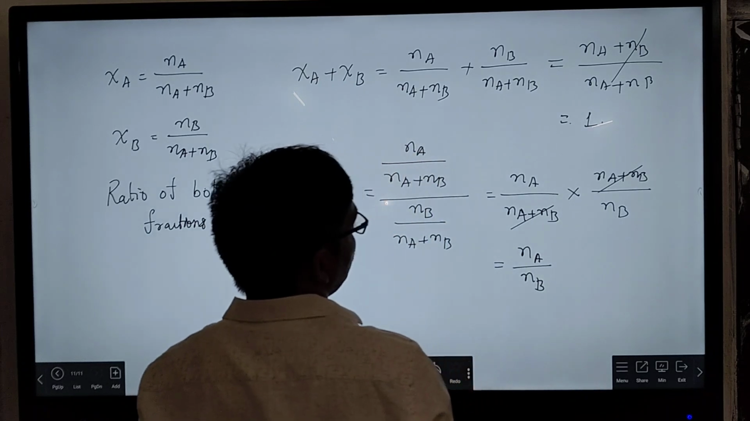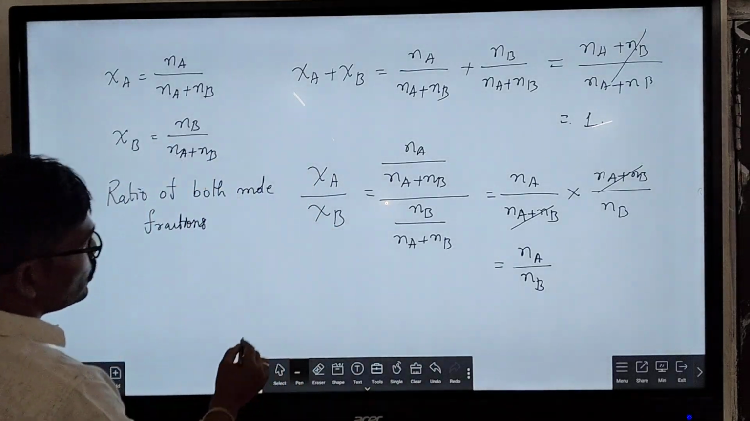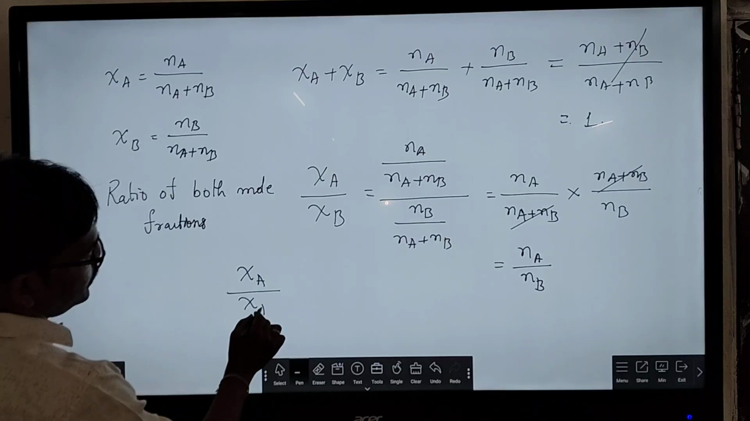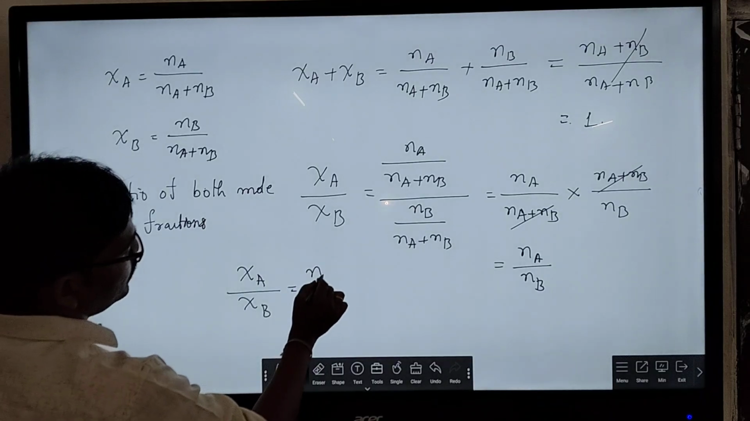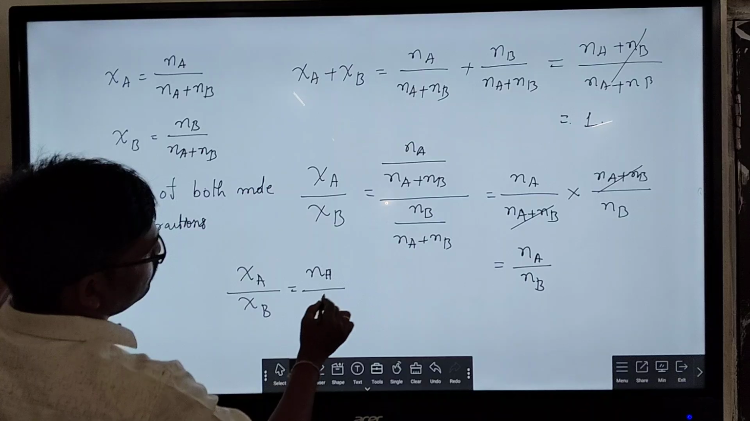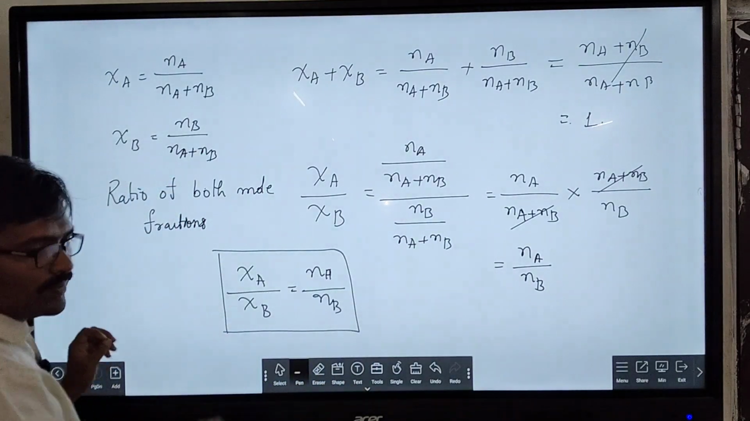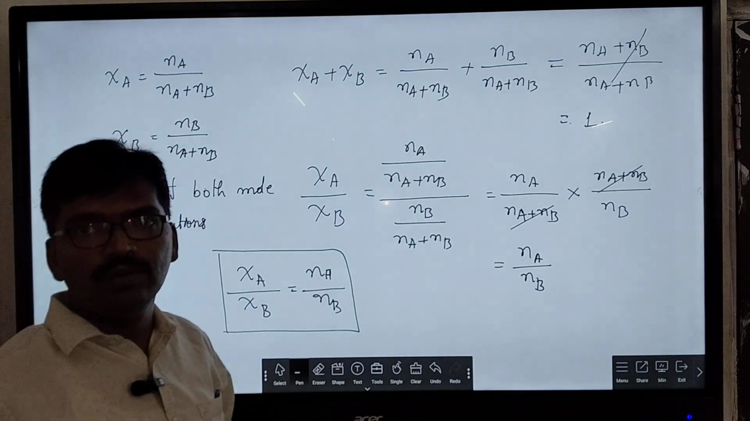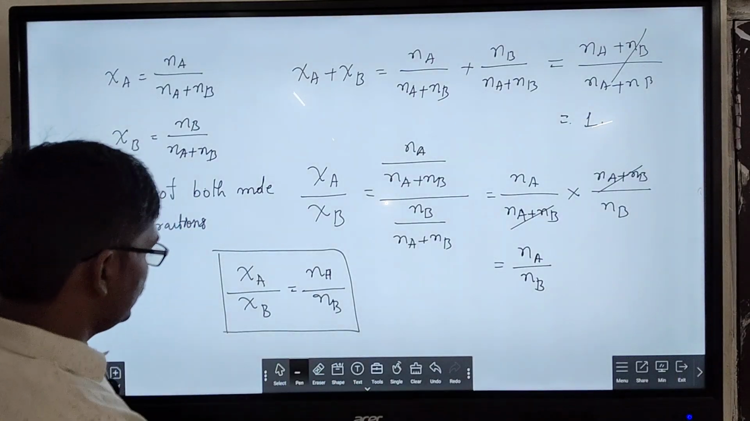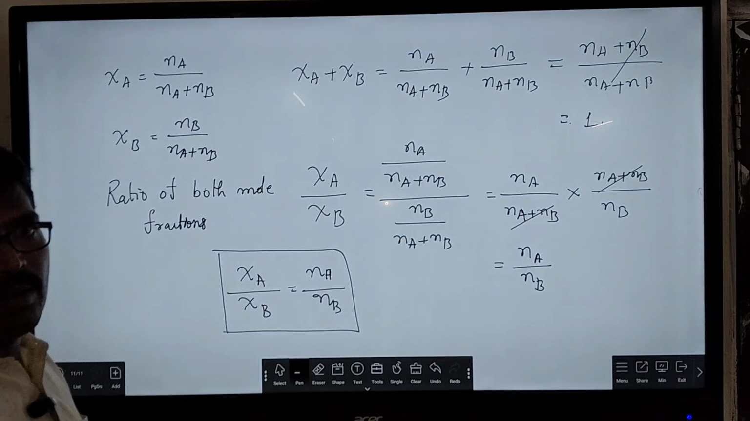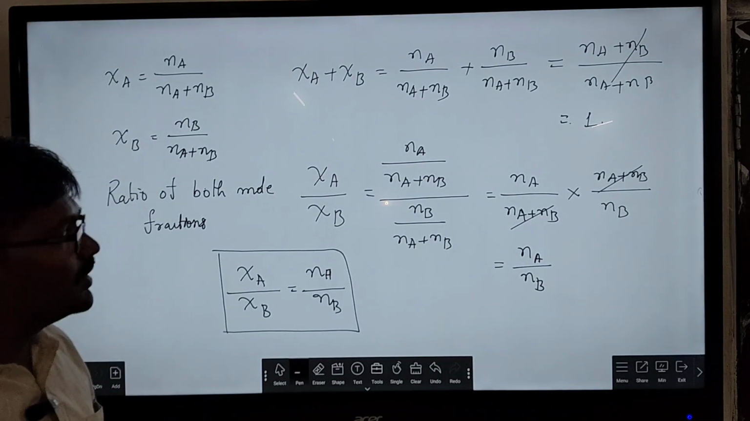This thing you have to remember. The ratio of mole fraction of A to mole fraction of B is equal to the ratio of the number of moles of A to the number of moles of B. This is one of the most important points. Clear, all of you? This is in the mole fraction. Now we will see one of the problems based on mole fractions.